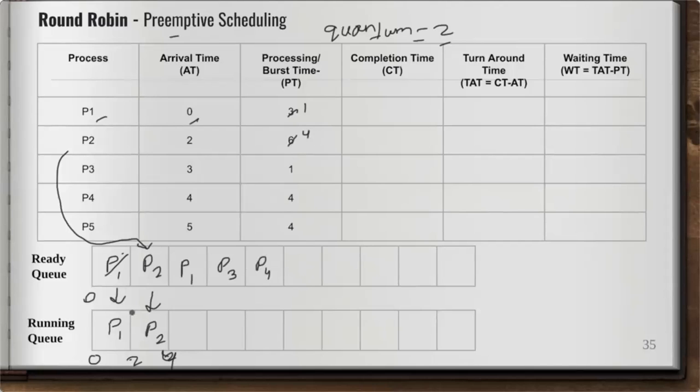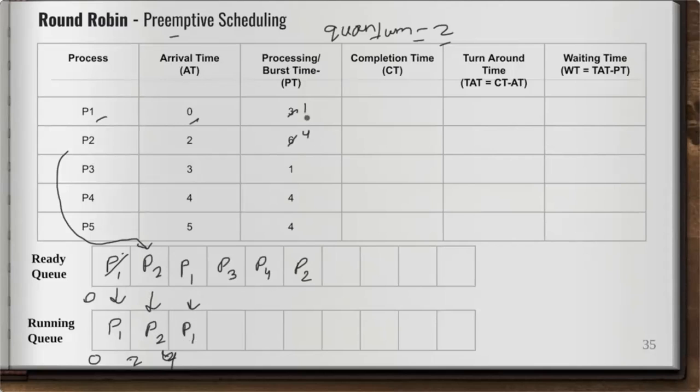So like we place the P1 after the other processes that have arrived, similarly, we'll place the P2, whatever is remaining, after these 2 processes. Okay, so put P2 over here, right? So what next? Next one, we have P1, so we bring that into the running queue.